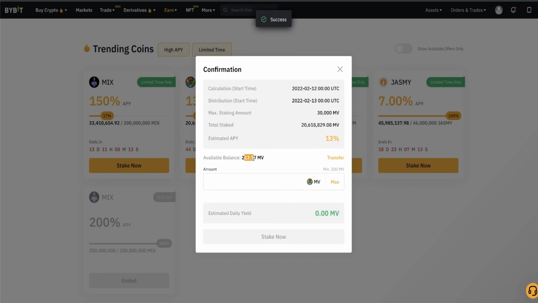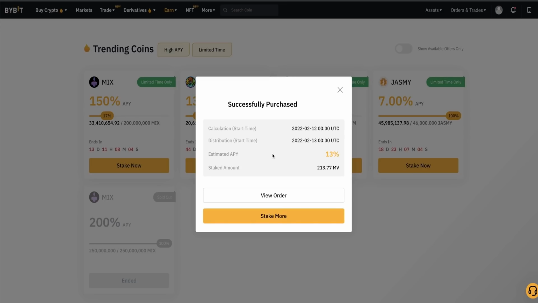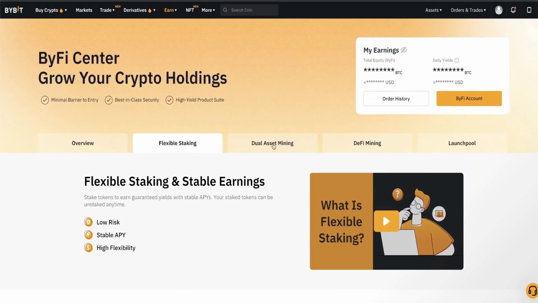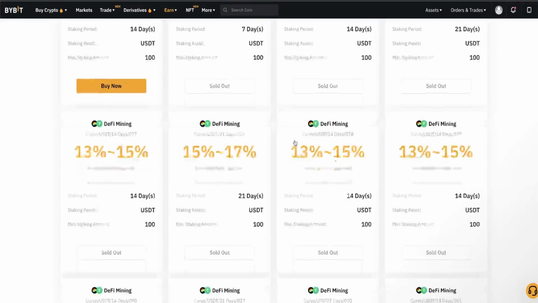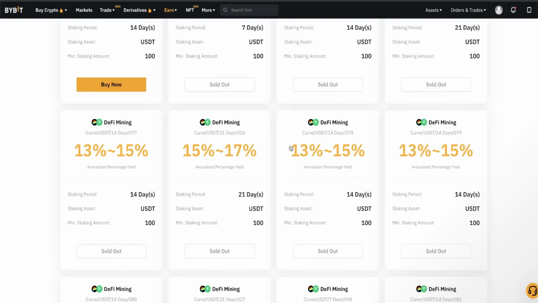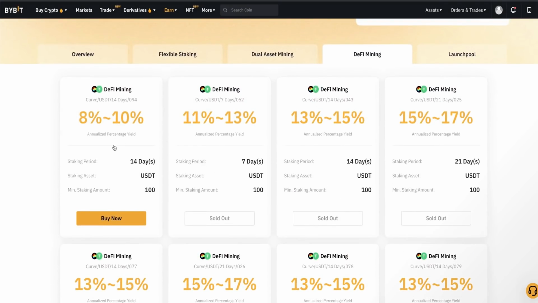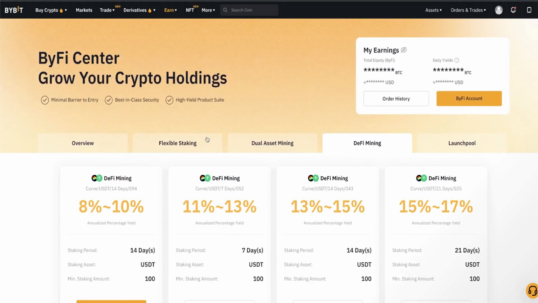Now I can see I've got 213.77 MV tokens, and I will stake all of those. Estimated daily yield 0.07 MV. Click on stake now, and I'll start earning 13% APY on those tokens. Awesome. Super easy to start earning there. And there's other earning opportunities too, like dual asset mining, which allows you to get into these one-day pools here, as well as DeFi mining, which gives you some interesting opportunities, although they're mostly sold out, so you have to be fast to get in on those when they do become available.